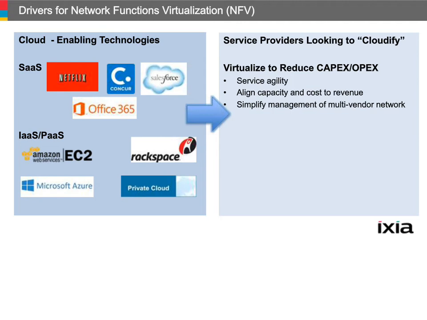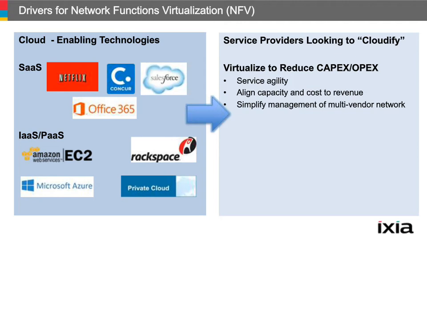And as they look at the network, they're looking at virtualization in two primary areas. The first is leveraging virtualization to reduce CapEx and OpEx. So that's taking what they do today and how do you save money in terms of the operational expenditures and the CapEx expenditures by leveraging virtualization. So this would enable service agility.